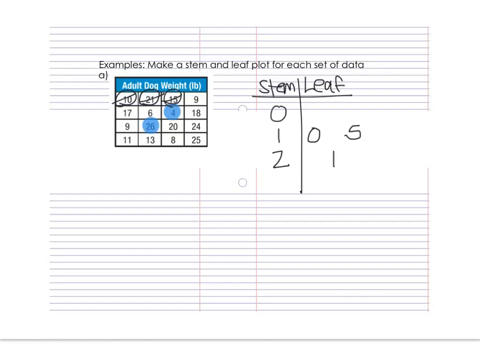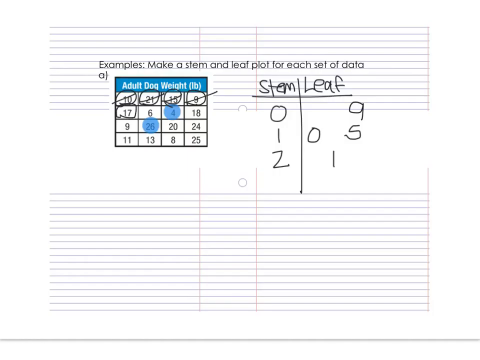Now I'm going to look at 9. 9 doesn't have a number in the tens place, but if there's not a number there, then that stem is a 0. So we're going into the 0 stem and putting a 9 there. Again, leaving some space because there might be numbers smaller than 9.